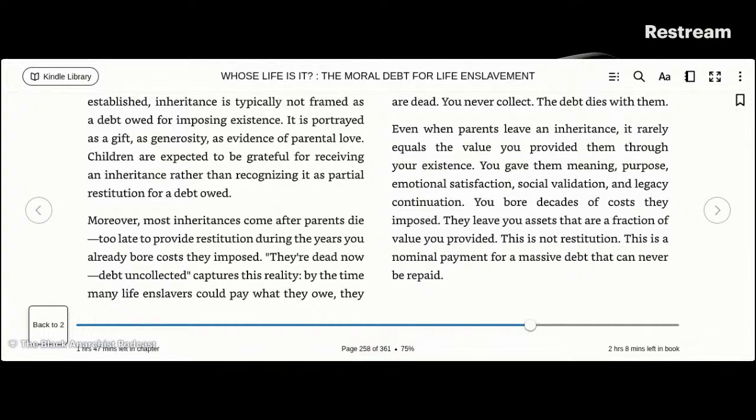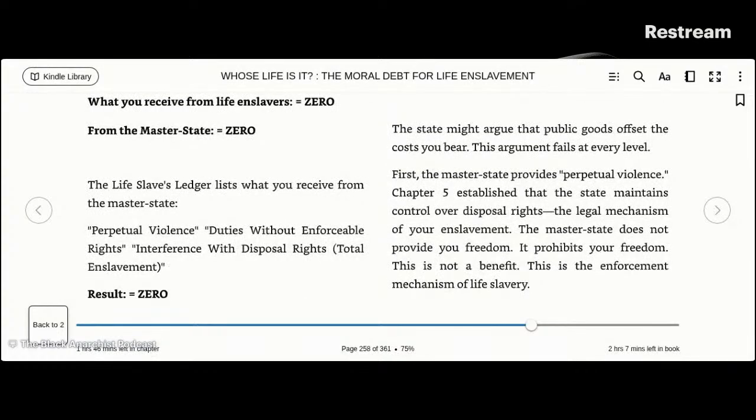Even when parents leave an inheritance, it rarely equals the value you provided them through your existence. You gave them meaning, purpose, emotional satisfaction, social validation, and legacy continuation. You bore decades of costs they imposed. They leave assets that are a fraction of the value you provided. This is not restitution. This is a nominal payment for a massive debt that can never be repaid. What you receive from life enslavers, zero. From the master state, zero.